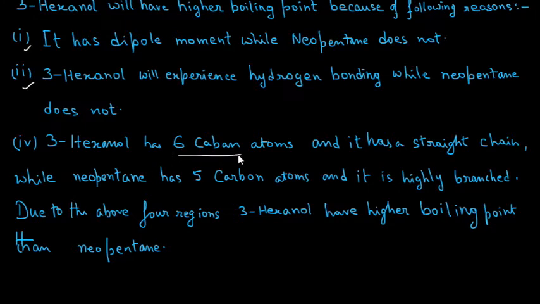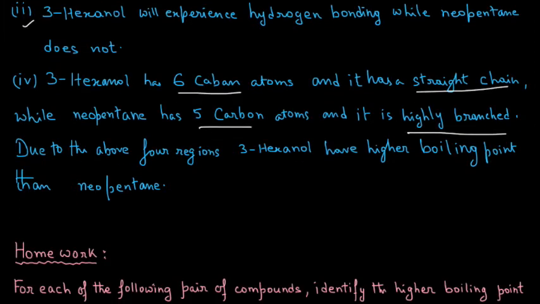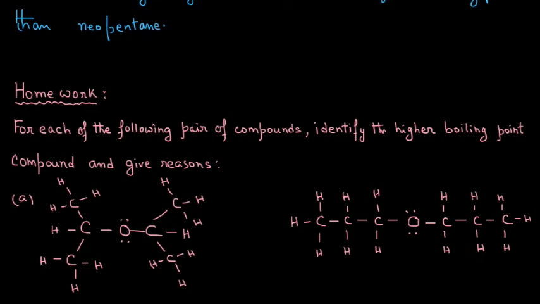And a second is it is in a straight chain, while neopentane has 5 carbon atoms, that is smaller in size and highly branched. Again it reduces the size. Due to these 4 reasons, 3-hexanol has higher boiling point than neopentane. So any question of this type can be explained in terms of dipole moments, hydrogen bonding, London forces, etc. Any boiling and melting point questions.